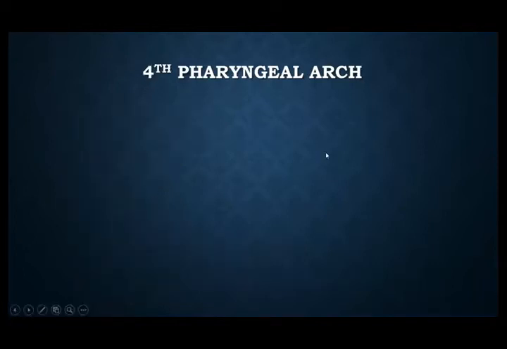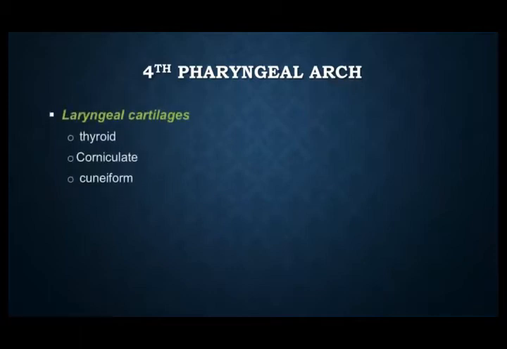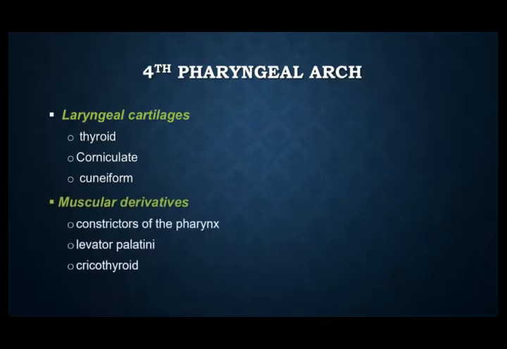So now coming to the fourth pharyngeal arch, you can see that in this fourth pharyngeal arch, different portions of the neck are going to develop. Now first of all are the laryngeal cartilages. You must already know them if you have studied anatomy. So these are the thyroid, cuneiform and corniculate cartilages that develop from the fourth pharyngeal arch.